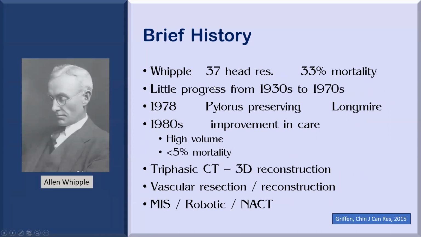Please remember, even though we named the operation of the pancreatic duodenectomy after Whipple, he had 37 cases in his series, not a huge series, and he had 33% mortality. One in 3 died. Between that time, in the 30s to 70s, there was very little progress. People were occasionally doing it. Then they felt that they should have a pylorus preserving operation, brought in by Longmire to avoid the dumping that one normally saw here.